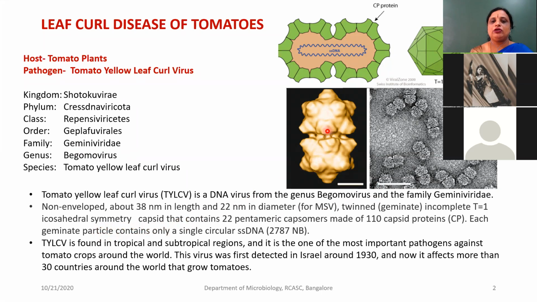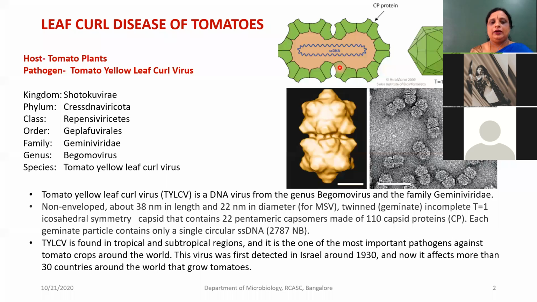And the capsid consists of around 22 pentameric capsomeres. How many capsomeres does it have? 22 pentameric capsomeres, and it is made up of 110 capsid proteins. Students, kindly remember how many capsid proteins there are. It has around 110 capsid proteins, and this particular geminate capsid, geminate means what? Twinned capsid. The green color represents the capsid, the outermost covering made up of protein, that is called CP protein, that is capsid protein.